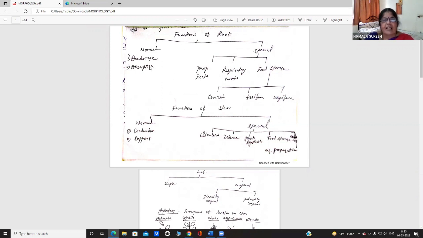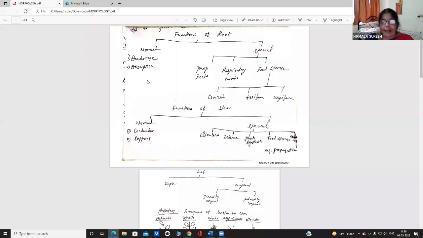So what are the functions? Normal functions, special functions. The root doing a special function is getting modified. So what is a modification? For doing some special functions, the structure of the root is modified. The structure of the stem is modified. The structure of the leaf is modified. That is called modification. You can always say that to them. And the normal functions of the root are anchorage or fixation and absorption. The root helps the plant to get fixed and the root helps in absorption. Any root will do this.